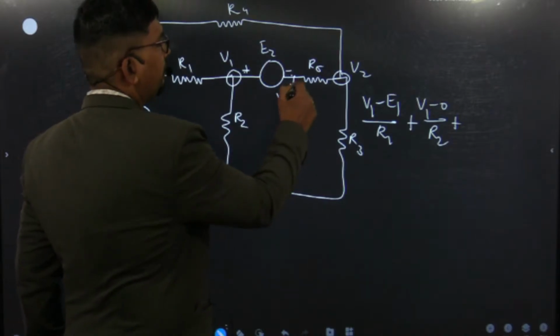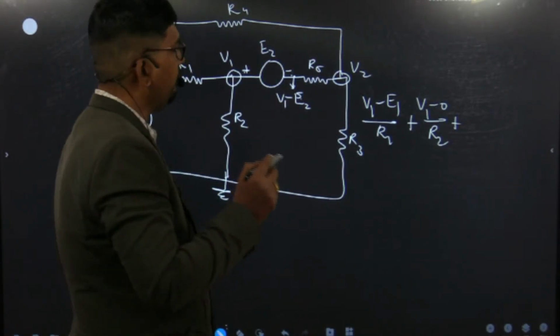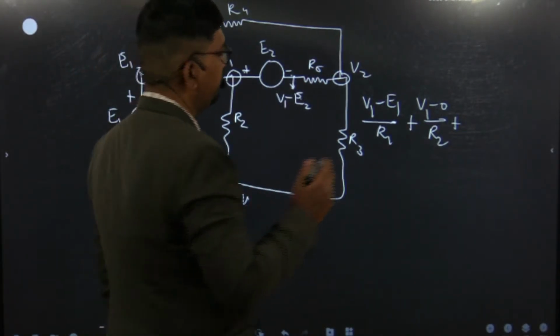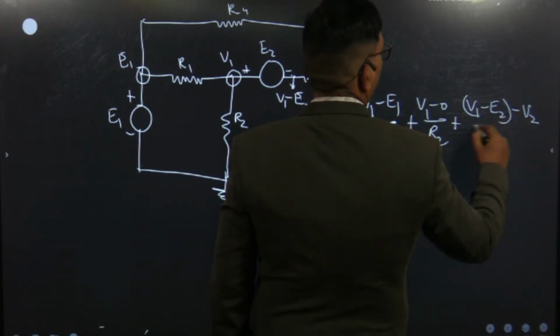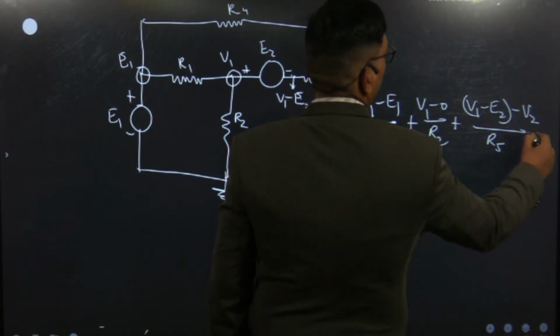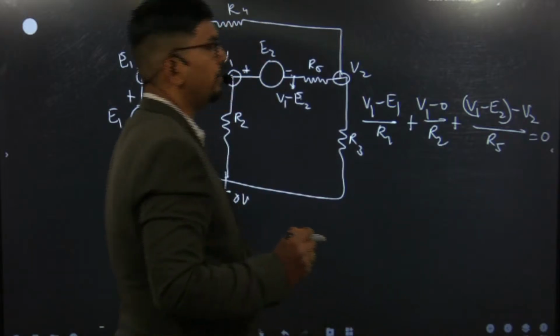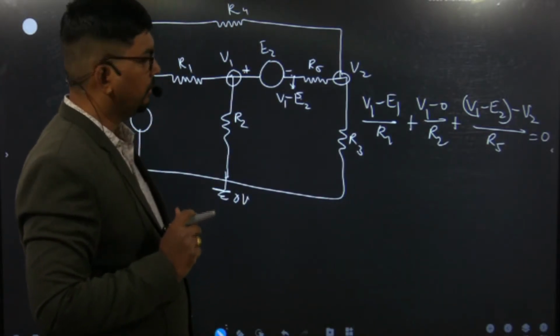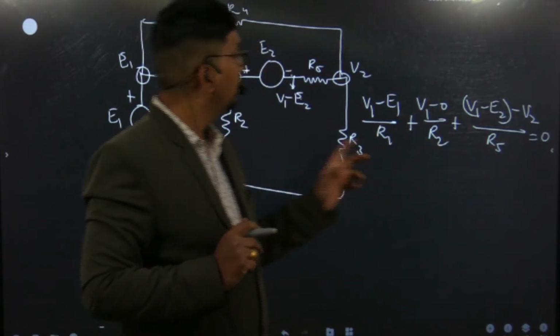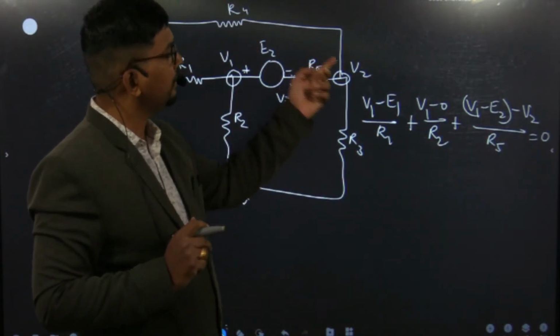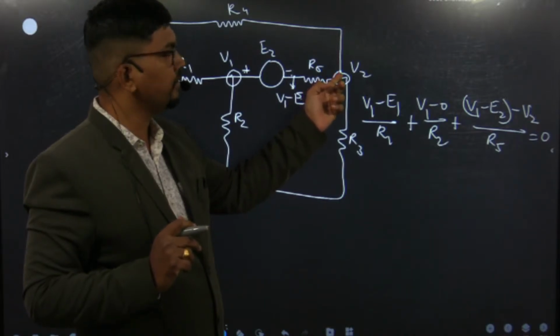Now once we know the potential of this node, we can find the current in R5, that will be V1 minus E2 minus V2 upon R5 equal to 0. So this is the nodal equation at the V1 node, and all are currents in resistances, so they will always be outgoing. Now similarly we have to write the nodal equation at V2.